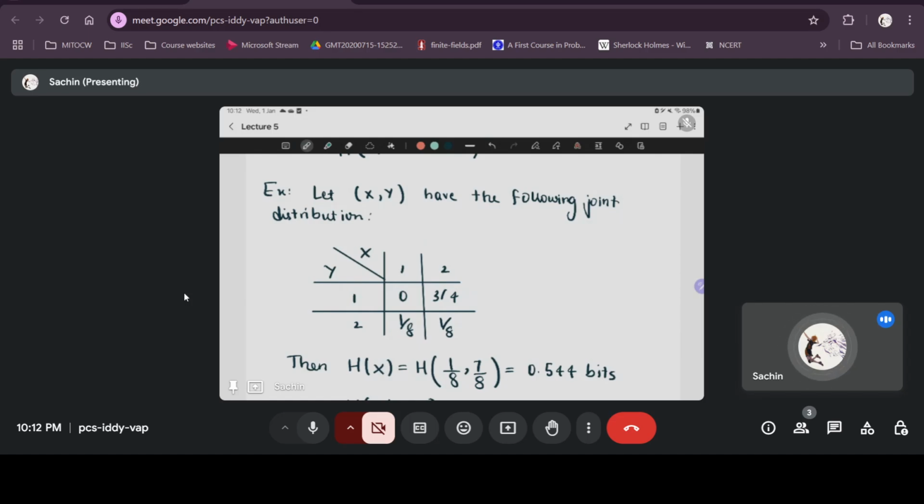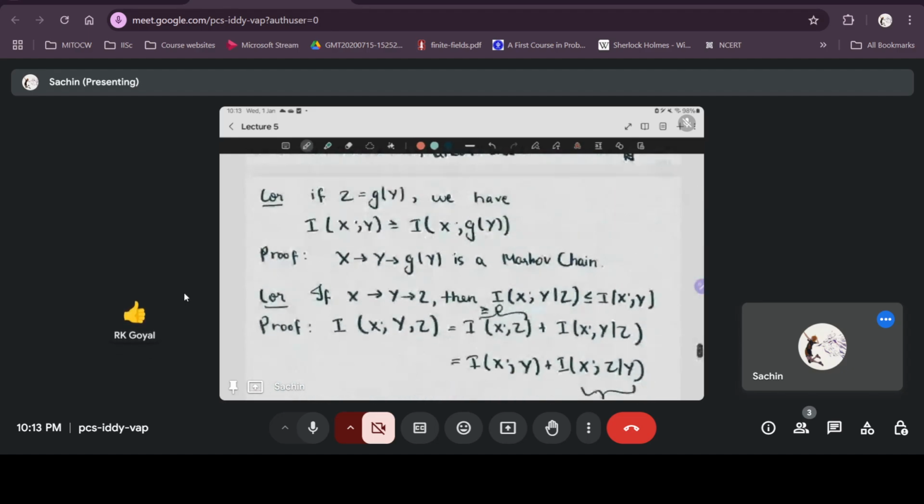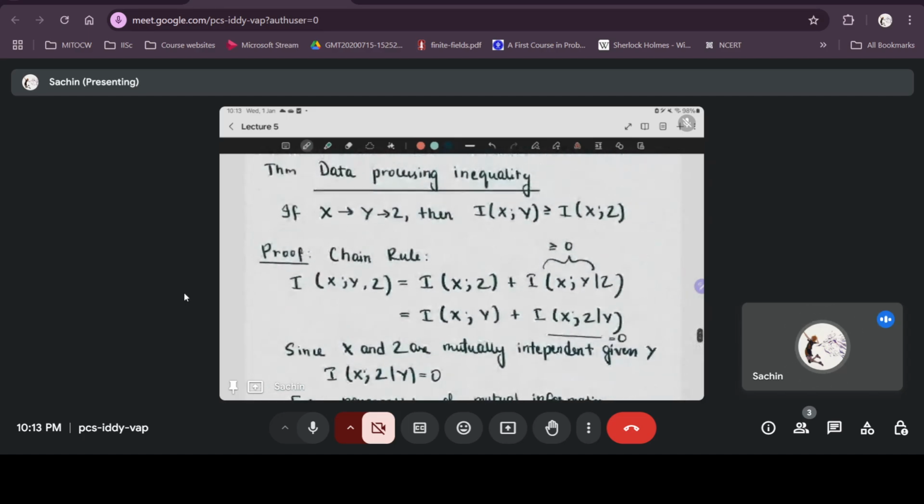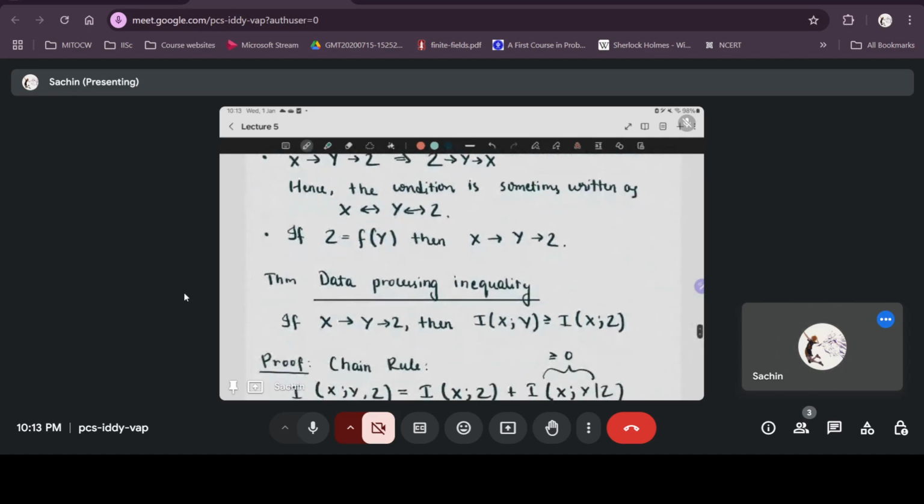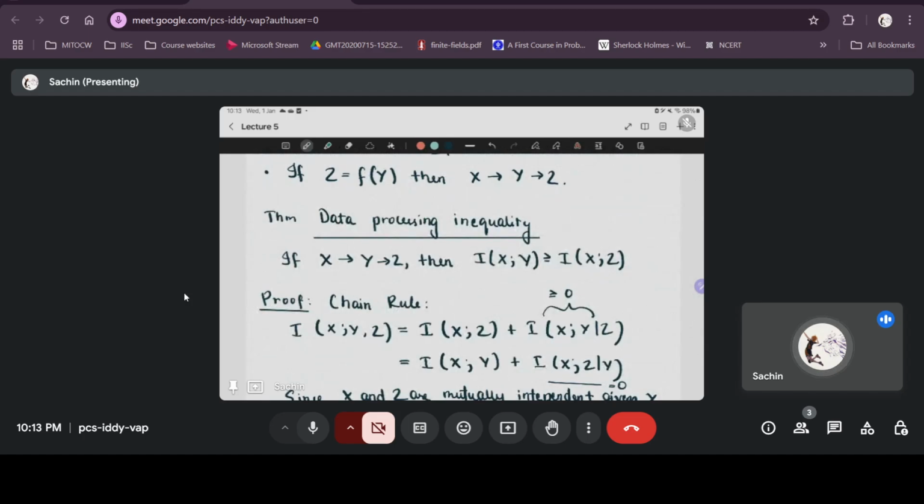Otherwise, in general, if you have three random variables, when you expand it out, your probability that Z takes a particular value only depends on what value Y is taking, not what value X is taking. So from that we can prove that if you have such a Markov chain, then the mutual information that Z contains about X is always less than or equal to the mutual information that Y contains about X.